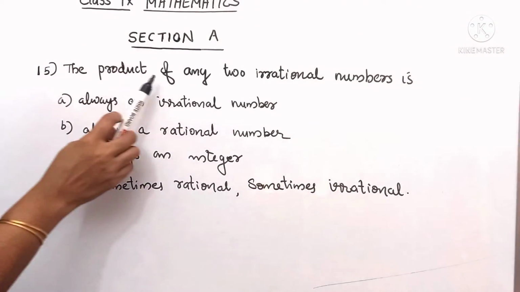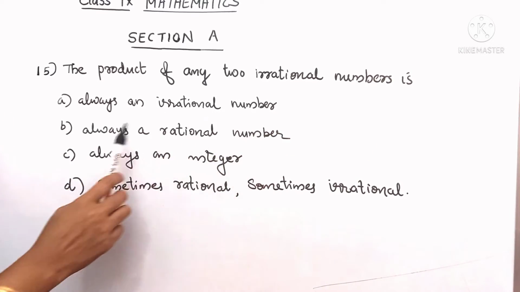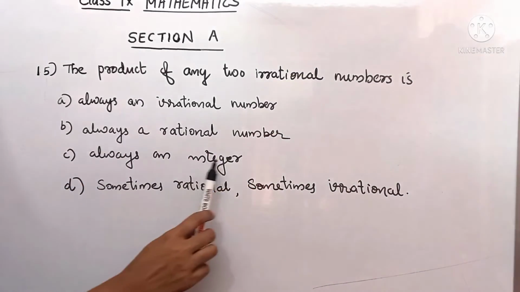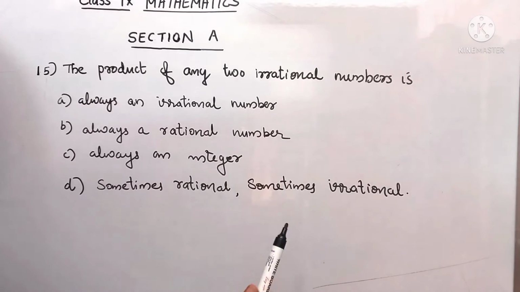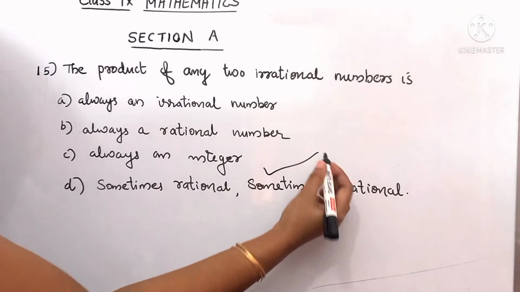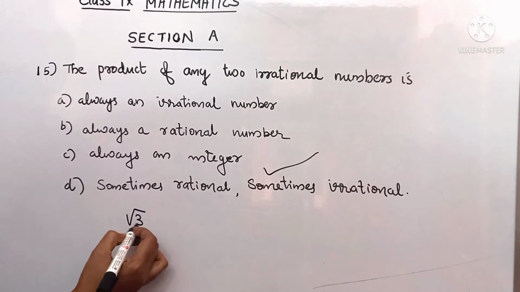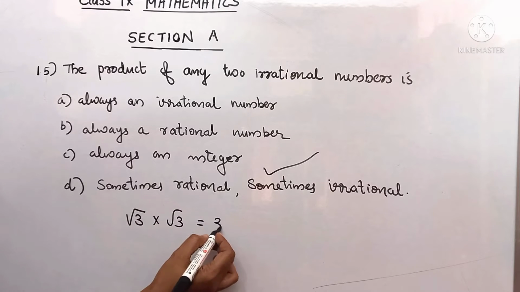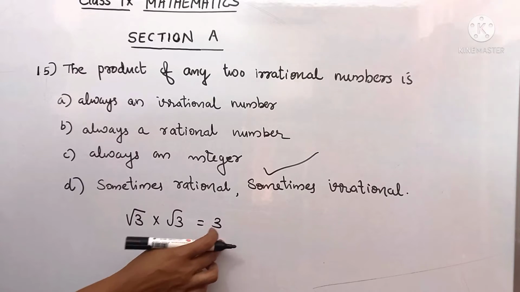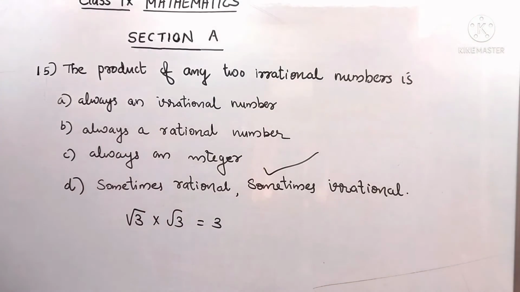Question number 15. The product of any two irrational numbers is always an irrational number, always a rational number, always an integer, or sometimes rational, sometimes irrational. The answer is sometimes rational, sometimes irrational. One example: if we multiply root 3, an irrational number, by root 3, we get 3. This 3 is a rational number. So sometimes it comes as rational, sometimes irrational.